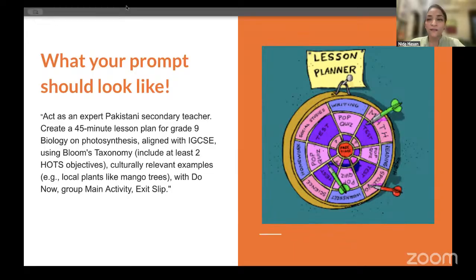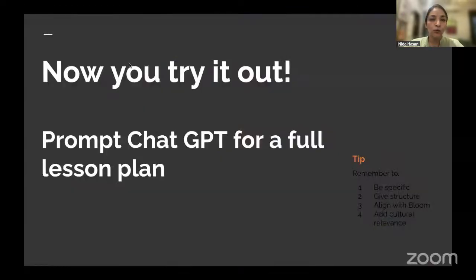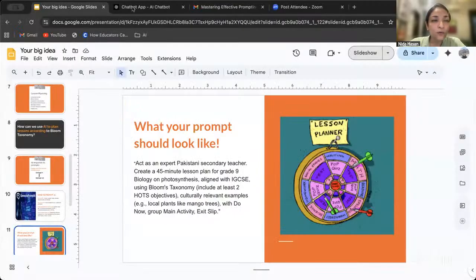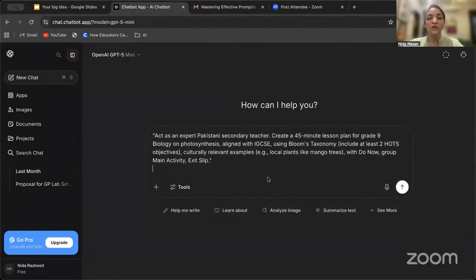So I'm going to exit my screen and look at what it looks like in ChatGPT if we were actually going to give this prompt. So this is my chatbot. You all can see the screen.